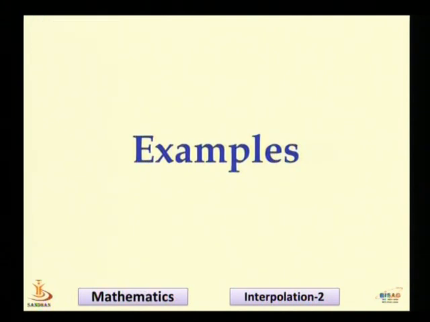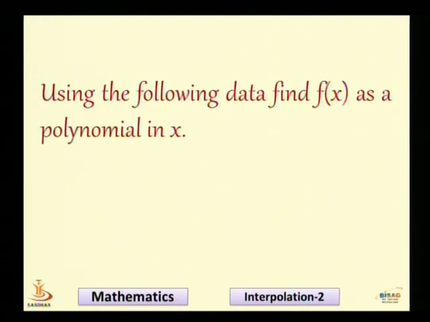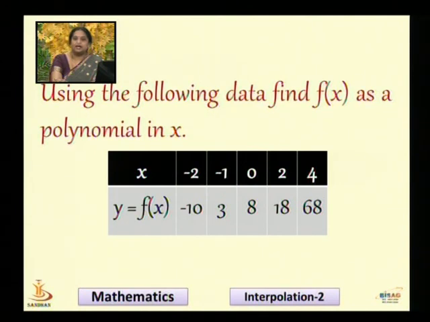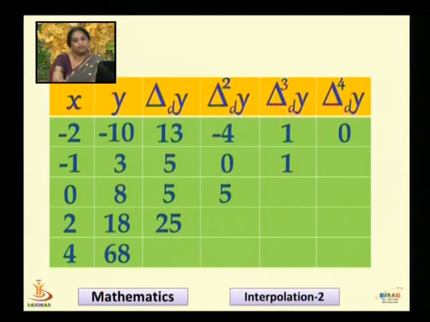Let us consider an example. Using the following data, let us find fx as a polynomial in x. The values of x and y are given to us. For the values of x minus 2, we have got the function y as minus 10. Similarly, minus 1, 3, 0, 8, 2, 18, 4 and 68. We are not supposed to find the value of y, but rather we are supposed to interpolate a polynomial in x. In such a case, let us first construct a difference table.